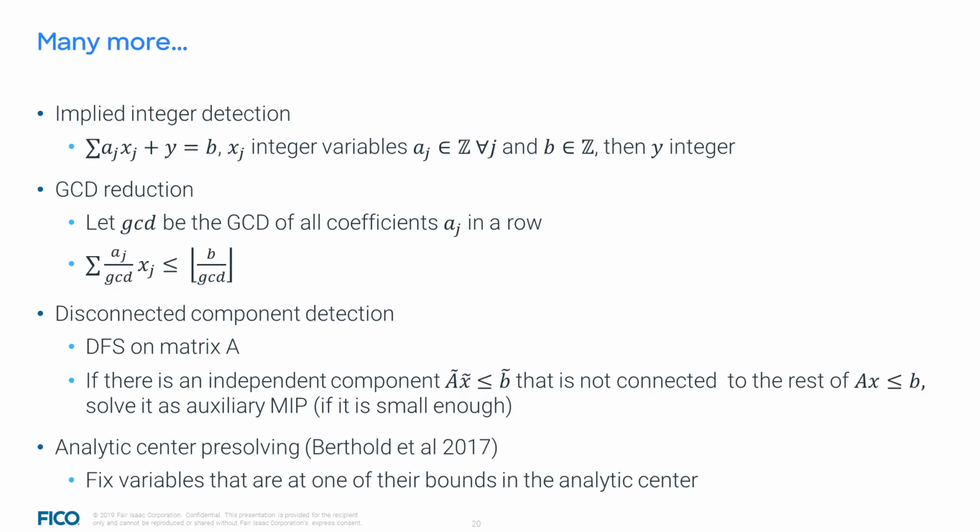Another important observation is that sometimes continuous variables can be cast into discrete variables. This is, for example, the case when a continuous variable appears as the only continuous variable in an equation.